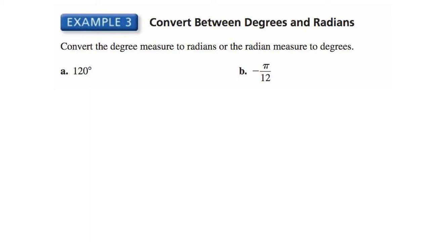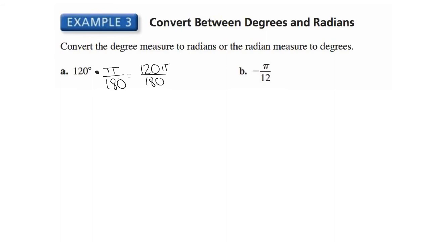Okay, let's do some examples. We need to convert the degree measure to radians or the radian measures to degrees. So we see that this is 120 and it's in degrees. So we need to go ahead and change it into radians. And that's when we multiply by pi over 180. So we get 120 pi over 180.